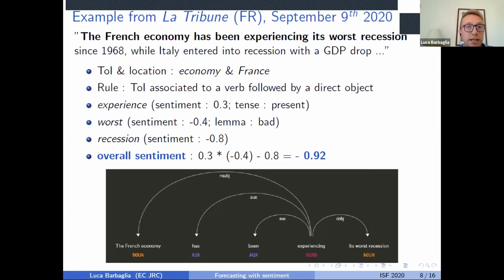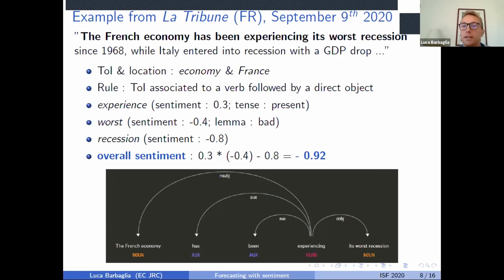So the English translation of the sentence here is: the French economy has been experiencing its worst recession since 1968, while Italy entered into recession with a GDP drop, and then it goes on. In this sentence, we want to compute the sentiment about this token of interest, which is economy in our case, and then with the location France. So the algorithm will directly recognize that only the first part of the sentence here in bold is talking about the French economy, while the second part is talking about the Italian one, so it will discard it.